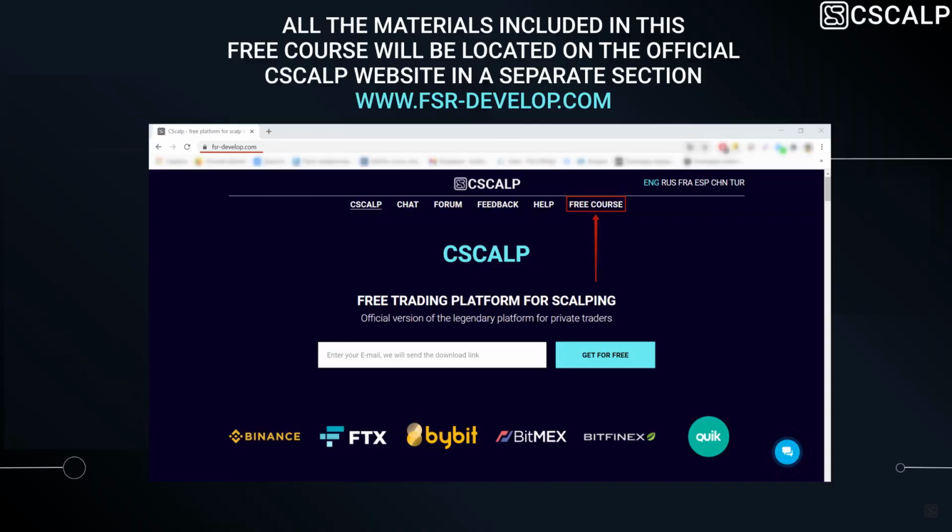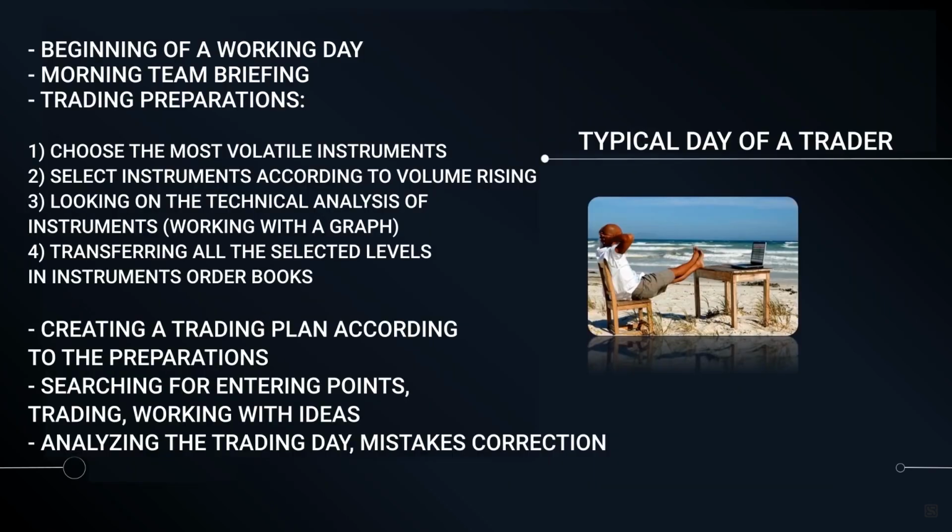So, firstly, guys, some words. If you want to get the whole pack of information structured, with some other additions like risk management and other interesting things, you can use the official site of the terminal CScalp, which is called fsrdevelop.com. Click the tab free course, and there you will find everything which will be useful for scalping, including these three lessons.